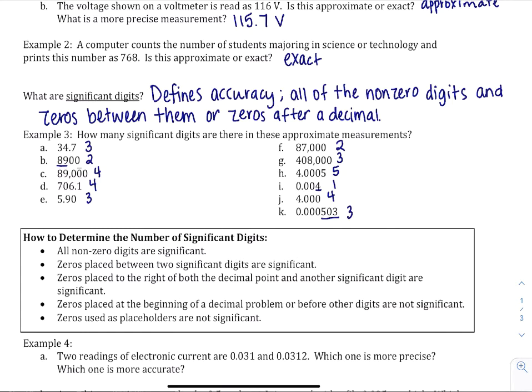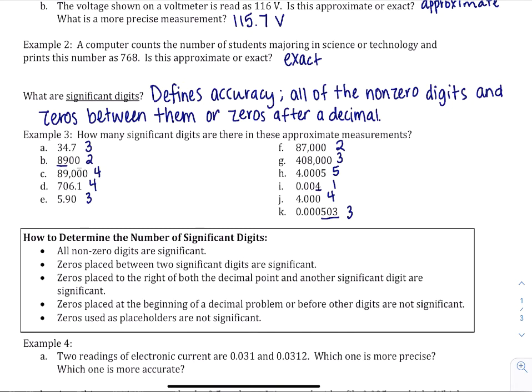Dealing with significant digits can always cause students a little bit of confusion because you're trying to determine which ones count, which ones don't. So there's 5 rules here to help you. All non-zero digits are significant. So that's an easy rule. If it's not a 0, it's definitely significant. If a 0 is between 2 significant digits, then they will also count. Zeros that are to the right of both a decimal point and another significant digit will be considered significant.